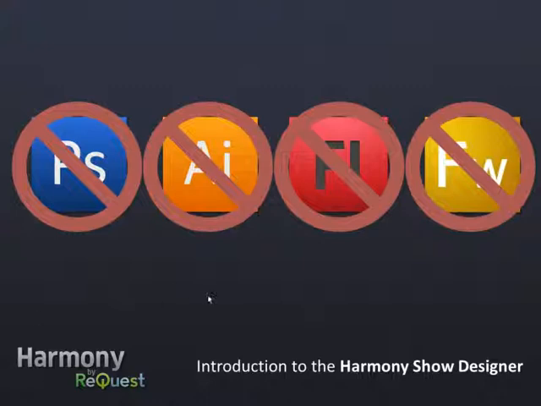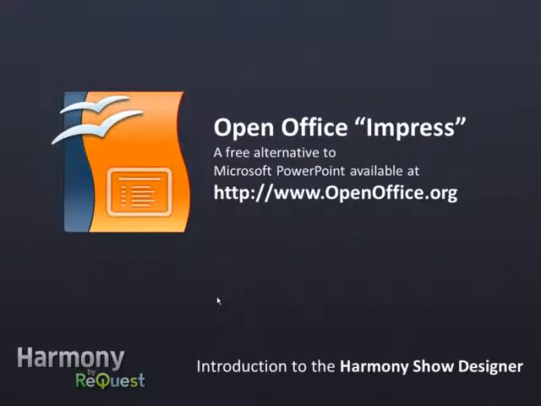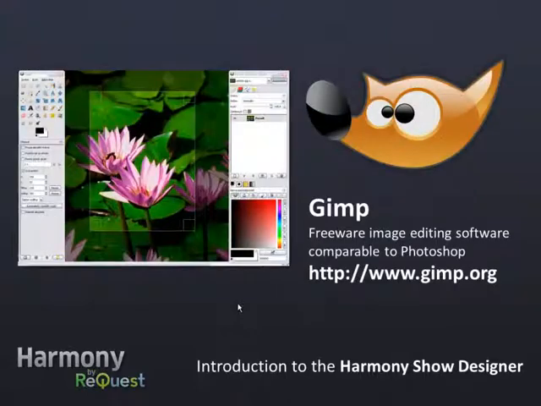If you don't even have PowerPoint, don't despair. Just head over to openoffice.org where they make a completely free version of PowerPoint that they call Impress. It has most of the same features and won't cost you a dime. If you're more adventurous and want to try out some real image manipulation, there's another piece of software out there called GIMP, G-I-M-P, that's pretty much comparable to Photoshop, and it's also free.